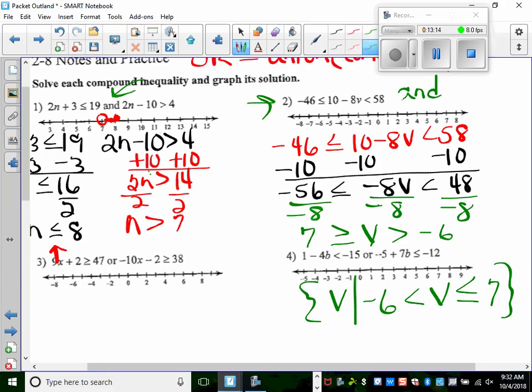Okay, now I'm going to go back to my graph. I'm going to go to negative 6, and I'm going to put an open circle. And then I'm going to go to positive 7 and put what? A closed circle. And then I simply shade it in between, because I'm saying that these two graphs overlap between negative 6 and 7. Okay. All right, any questions on that?